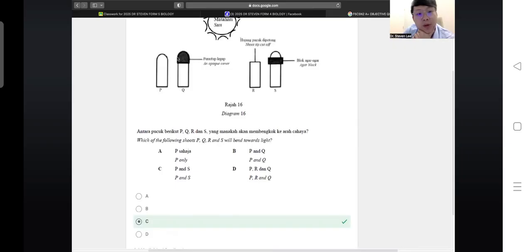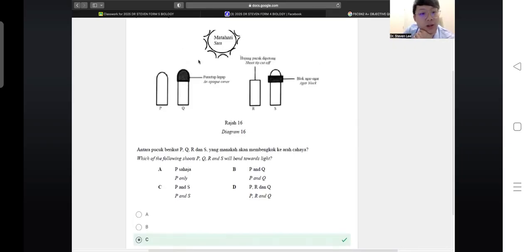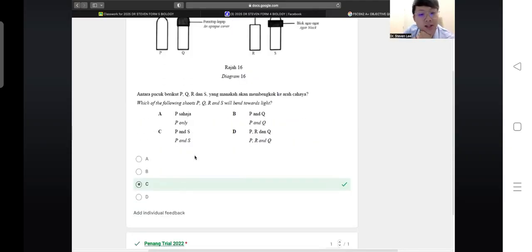This one has a black cover on it, so it doesn't get the light and will just grow upwards. This one has no coleoptile, which means no auxin production, so it won't grow. So this is P and S.